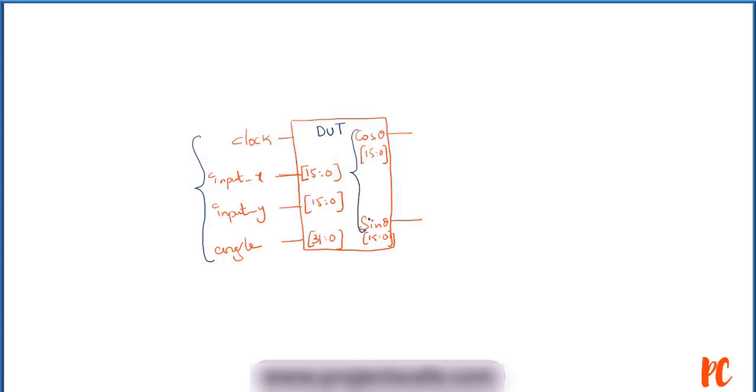For example, if I need to generate test vectors, because I need to verify whether the design is good or not, I can make it more accurate by providing more and more test vectors. And this is possible with respect to a test bench.